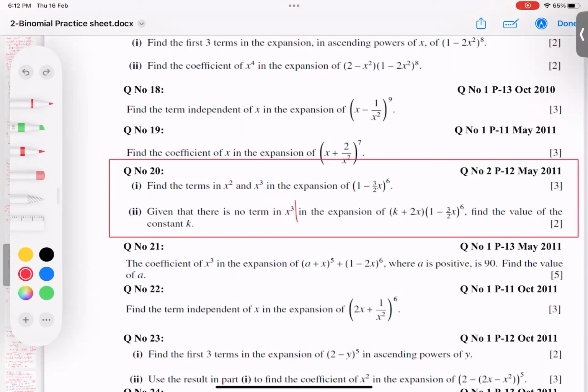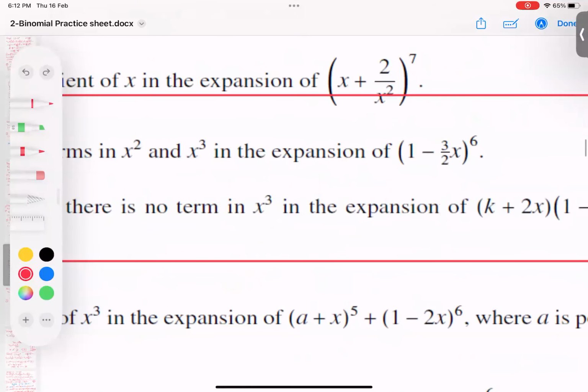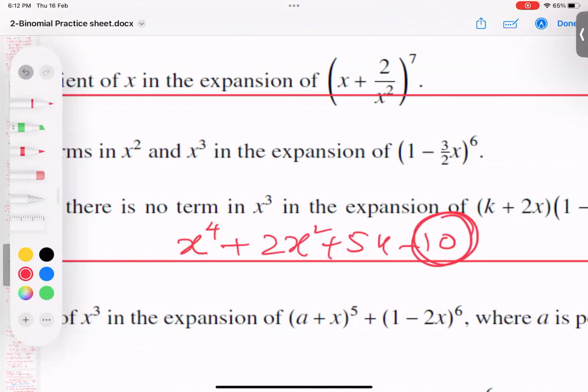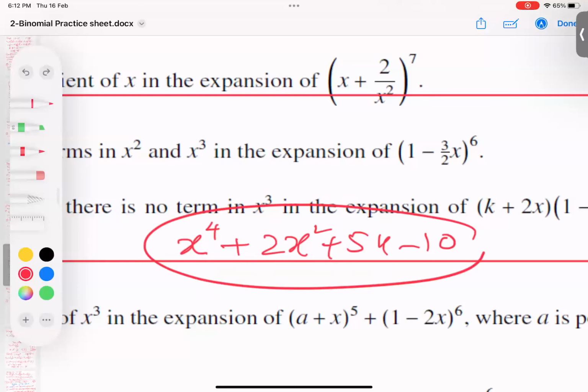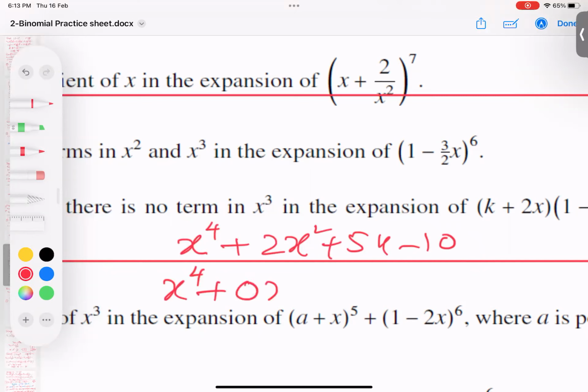Repeat again, no term in x cube. Hold on, I give you a small example. Look at here, x to power 4 plus 2x to power 2 plus 5x minus 10. My question from you: here there is no x to power 3, only x to power 0, x to power 1, x to power 2, x to power 4. So where is x cube? You say that there's no x cube term. So if there's no x cube term, can I say 0 x cube?